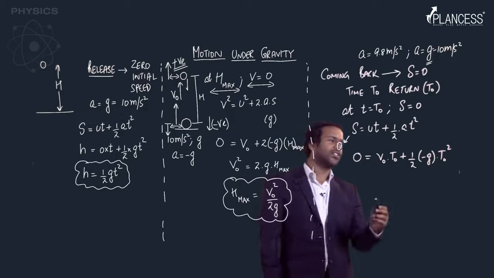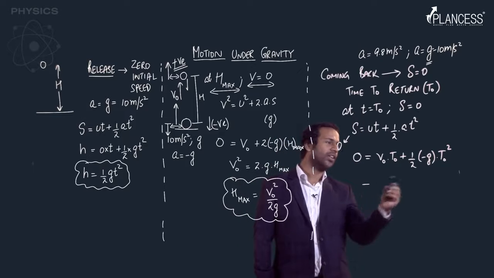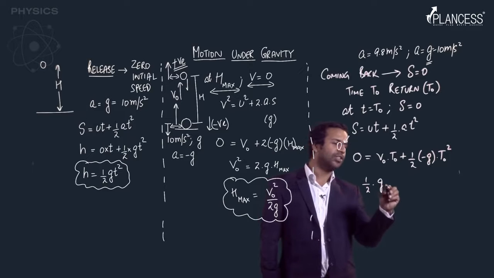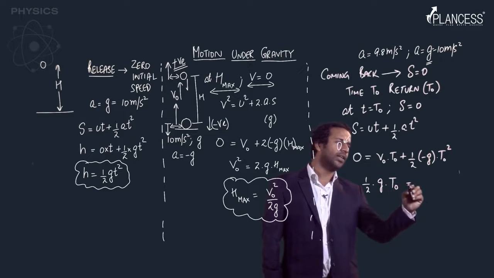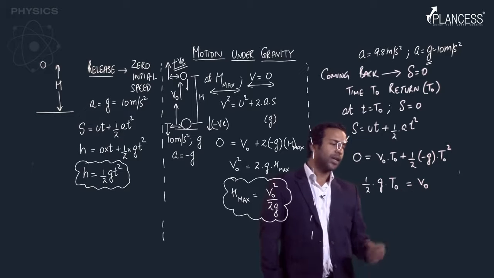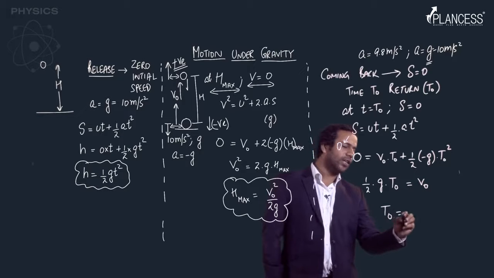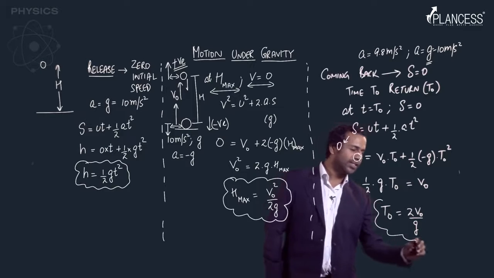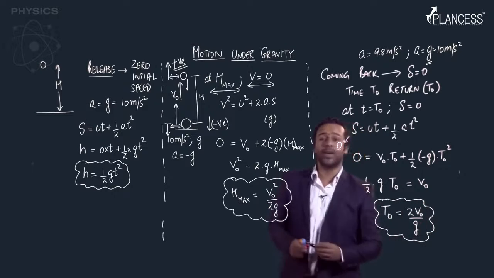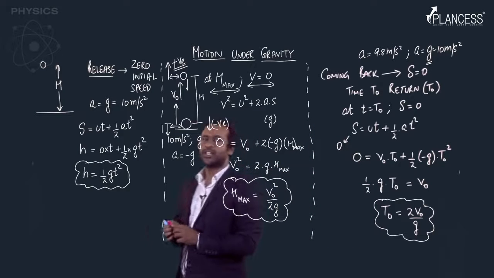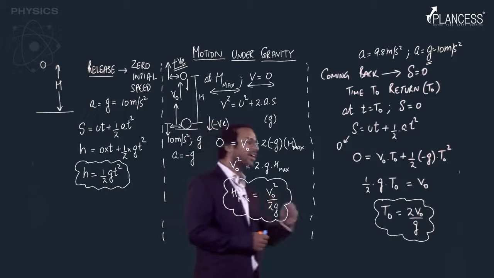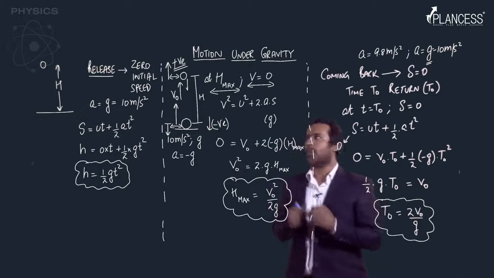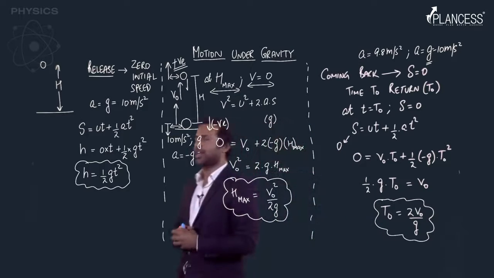Now the calculation is fairly simple. You see that one of the t naughts can be taken as common. So you have half into g into t naught equal to v naught. So you finally get t naught is equal to 2 v naught by g, and this is the time after which the ball returns to its initial position. So these are the two standard results that we will use time and again when dealing with motion under gravity.